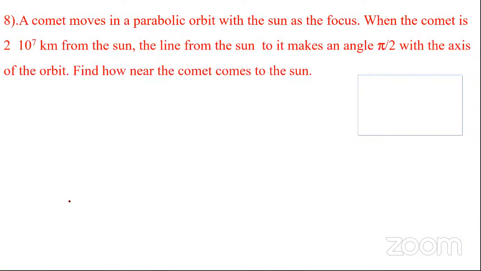A comet moves in a parabolic orbit with the sun as the focus. When the comet is 2 times 10 to the power 7 kilometers from the sun, the line from the sun to it makes an angle of 90 degrees with the axis of the orbit. Find how near the comet comes to the sun. So what is it saying?